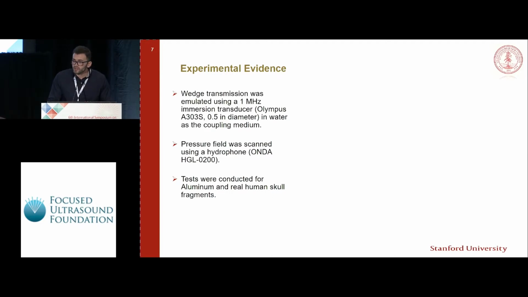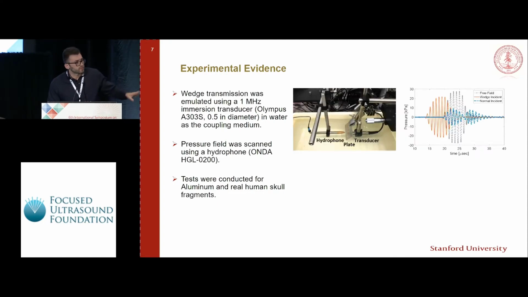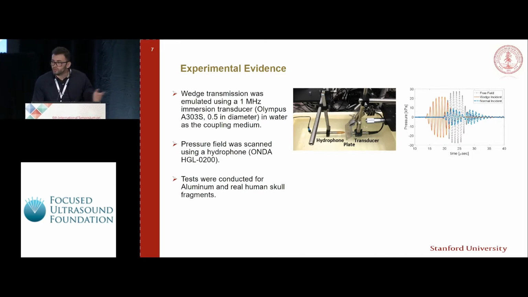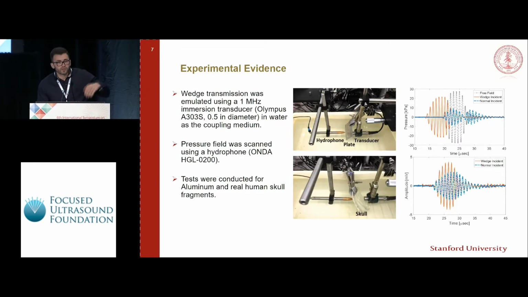So we try to validate this concept using some experiments. For the first step, we emulated the whole wedge transmission using a 1 MHz immersion transducer. We first confirmed this mode conversion mechanism using an aluminum plate. Why? Because the attenuation is so low for an aluminum plate for the first step, and these figures show how we compared to the normal beam. And then we took a piece of skull, a real human skull fragment, and we tried to emulate the whole wedge transmission on that, and that figure shows how we performed.